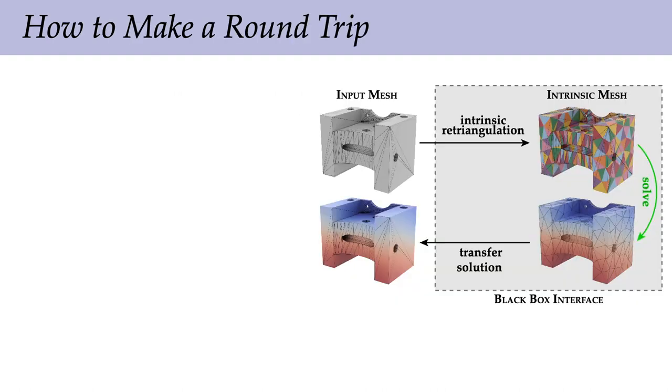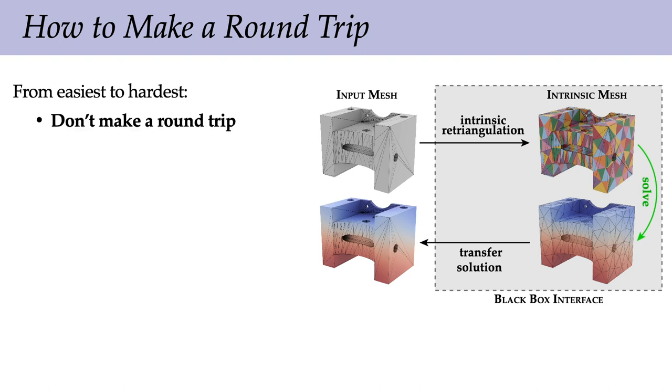One more basic question to ask, though, is how to transfer data between our original triangulation and some intrinsic triangulation. Remember, we want to enable this kind of black box, robust geometry processing interface, which means we need to be able to carry any high-quality solutions we compute on our intrinsic triangulation back to the mesh you started with in order for it to be useful. And the way we do this is really going to depend on the application.